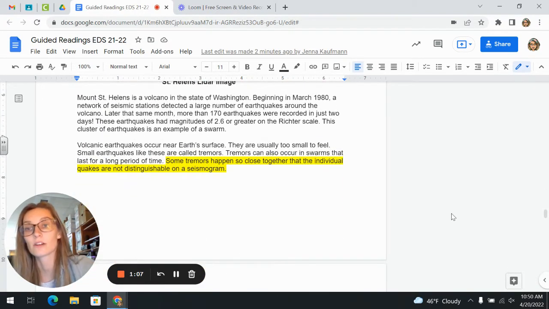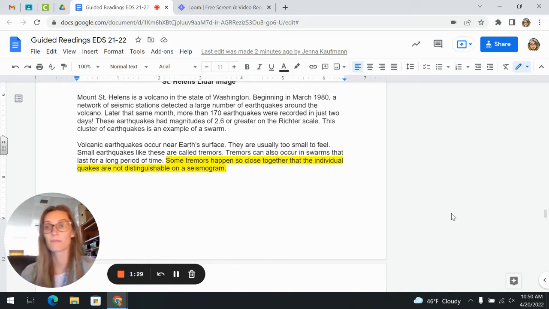Mount St. Helens is a volcano in the state of Washington. Beginning in March 1980, a network of seismic stations detected a large number of earthquakes around the volcano. Later that same month, more than 170 earthquakes were recorded in just 2 days. These earthquakes had magnitudes of 2.6 or greater on the Richter scale. This cluster of earthquakes is an example of a swarm.